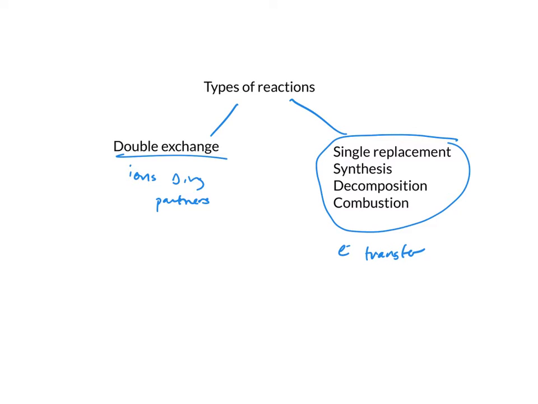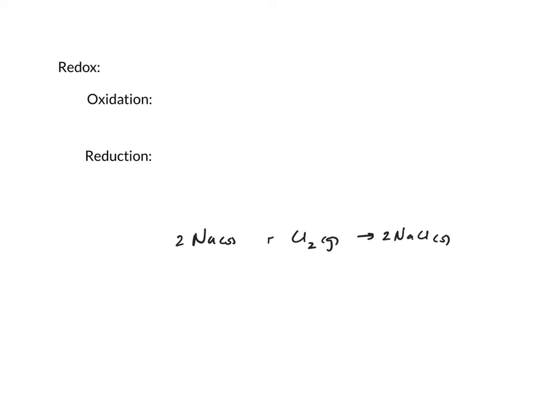In double exchange reactions, only the ions are changing. The electrons aren't, because the charges on the ions never change. But in these other reactions, electrons are changing hands. Electrons are transferring, and any reaction that involves electron transfer is a redox reaction. So single replacement, synthesis, decomposition, and combustion are all part of a larger category called redox. Redox is an abbreviation for oxidation reduction.